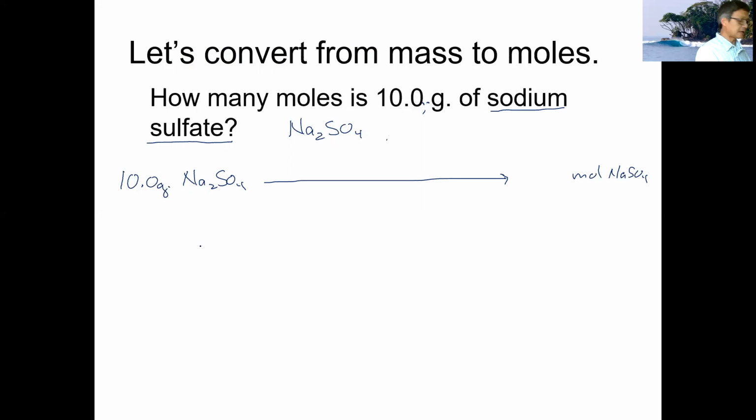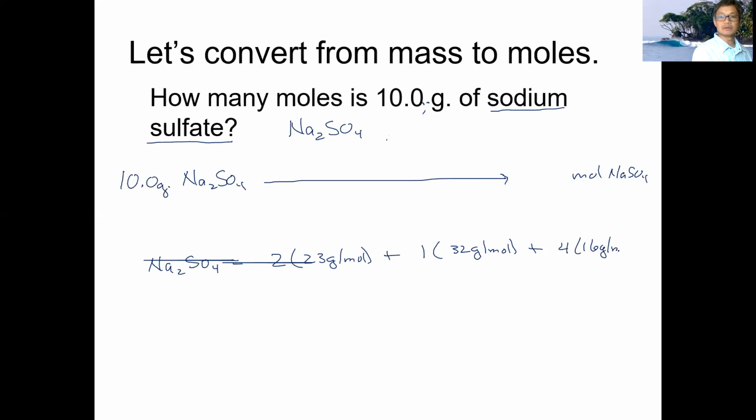Let's calculate the molar mass of sodium sulfate first. We have Na2SO4. Again, if you don't have the right formula, you're not going to get the right molar mass, and this calculation will also be wrong. We start out with 2 sodium atoms, each with a molar mass of 23 grams per mole. We add 1 sulfur atom, so 1 times 32 grams per mole, and then 4 oxygen atoms, each with a molar mass of 16 grams per mole.